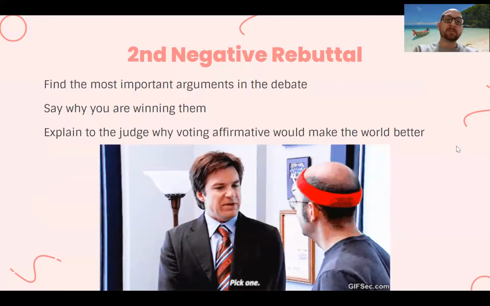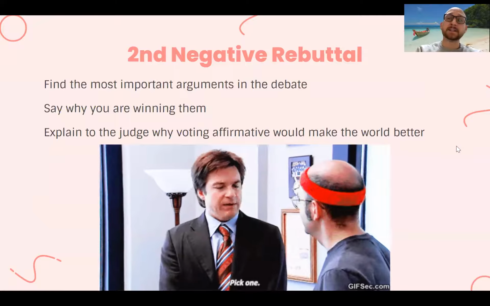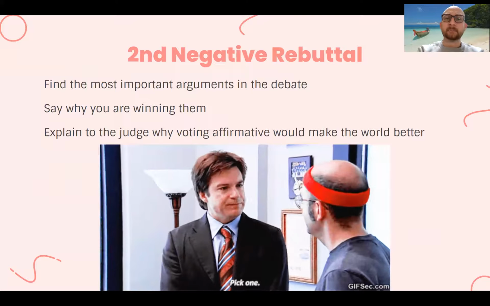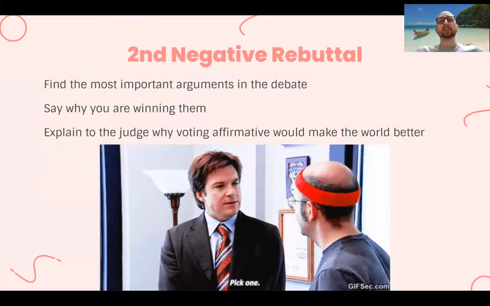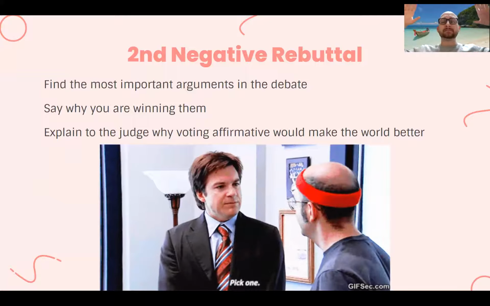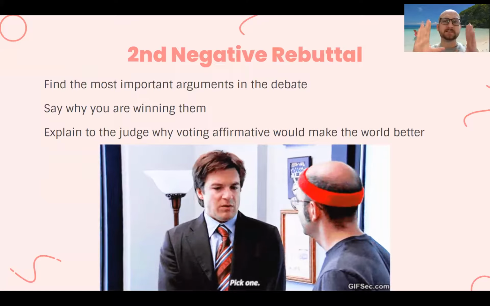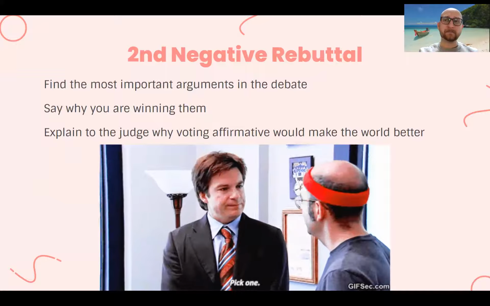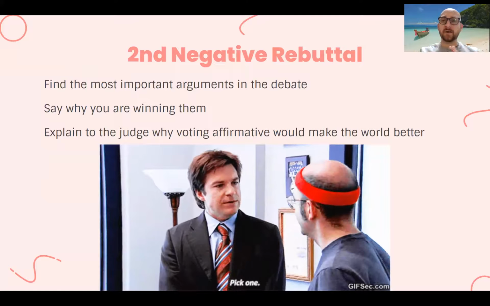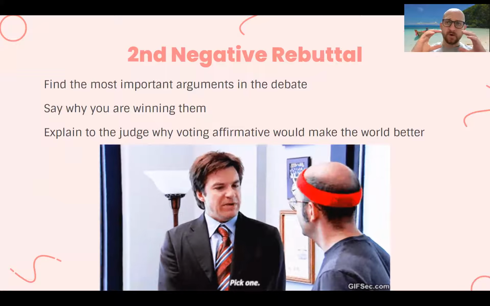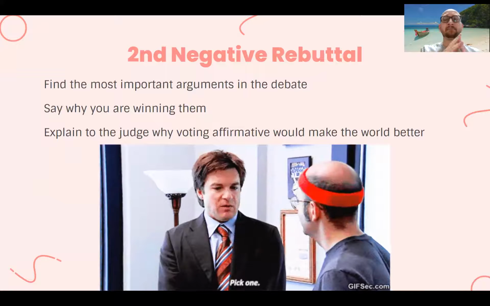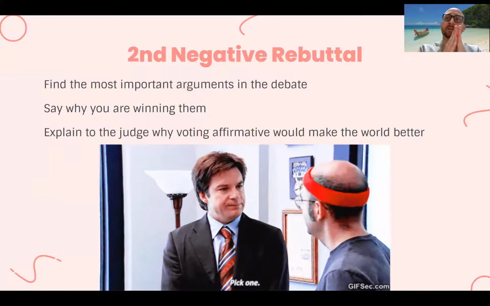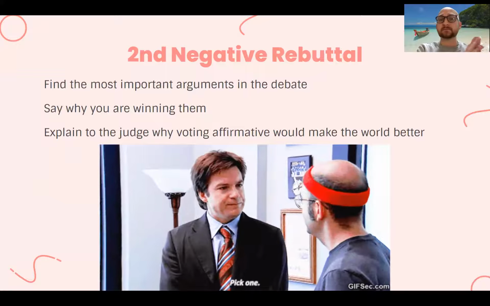For the second negative rebuttal, again, this is 2 minutes and this is the negative's last speech. So you got to make it count. But you're going to do the same things. Instead of trying to cover every issue, you're going to find a couple really important parts of the debate, and you're going to explain to the judge why your team is winning them. And then you're going to explain to the judge why, if you're winning those arguments, that means that voting for the negative would be a good idea, because voting for the affirmative would make the world a worse place, right?